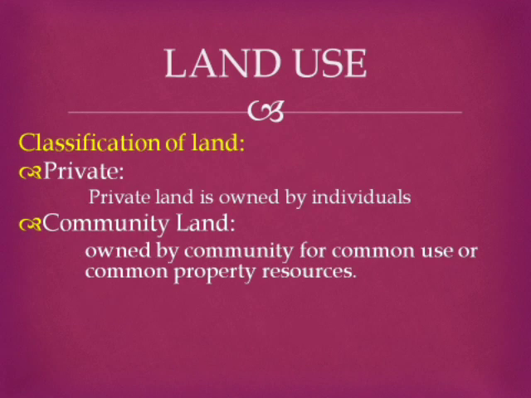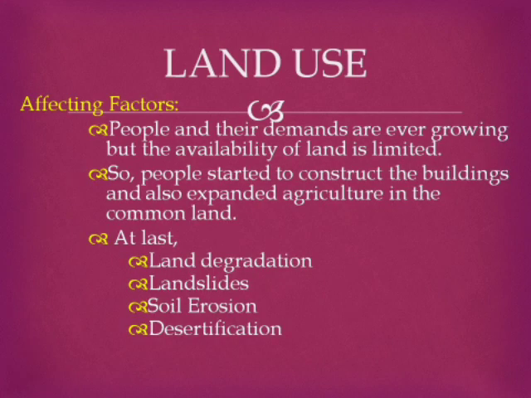What is the classification of land? We have two types of classification: private and community land. What is meant by private land? Private land is owned by individuals. We have our own property, like a house or a garden. This we can call private. Community land is owned by the community for common use, or common property resources. Common property resources are taken care of by the government, for example, forest.